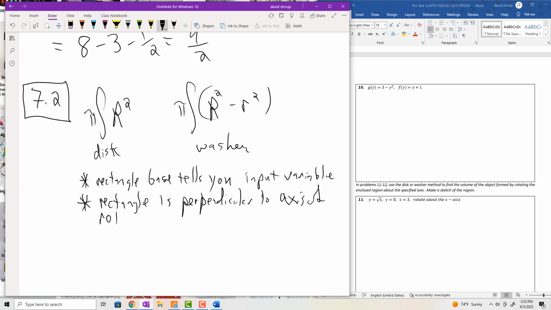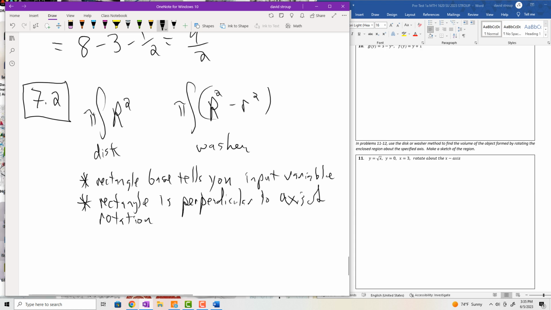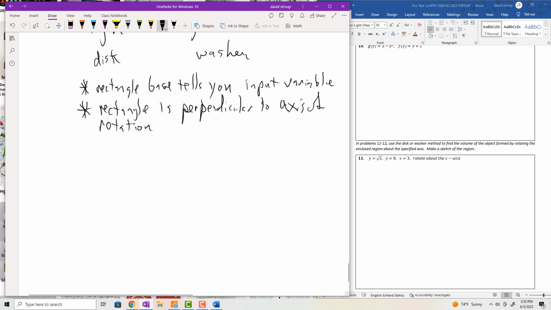And again, I'm only going to put x-axis and y-axis problems. I'm not going to be doing shifted axes. There's just not enough time for the summer classes to get carried away. Okay, so let's look at number 11.